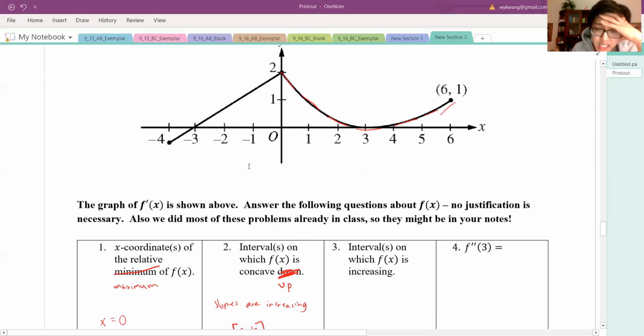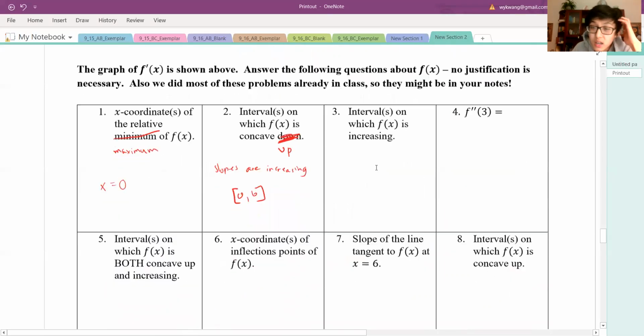Now, it's important to make the distinction between when the slopes are increasing versus when the function is increasing, because you'll notice the function is going down here, yet it's still concave up because the slopes are increasing. It goes from super negative to kind of negative to not even that negative. So the slopes are increasing even though the function is decreasing.